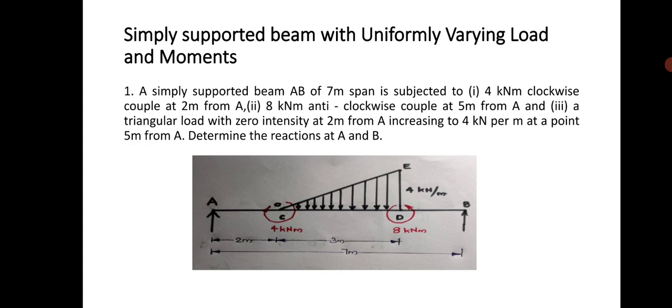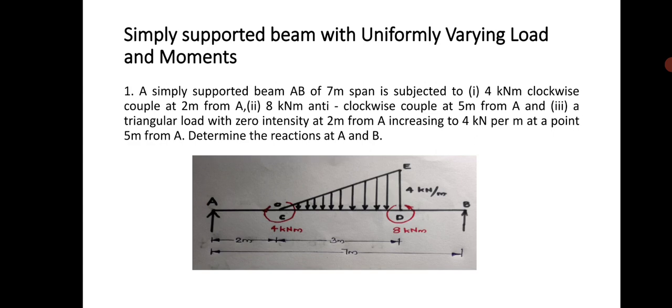The figure will be like this. AB is the beam. The total span is 7 meter. At a point C, the UVL is having intensity 0 and C is at a distance of 2 meter from A. At point D, the UVL is having magnitude 4 kilonewton per meter. And two couples, one of magnitude 4 kilonewton meter and another one 8 kilonewton meter, are acting at point C and D respectively. So this is the figure.